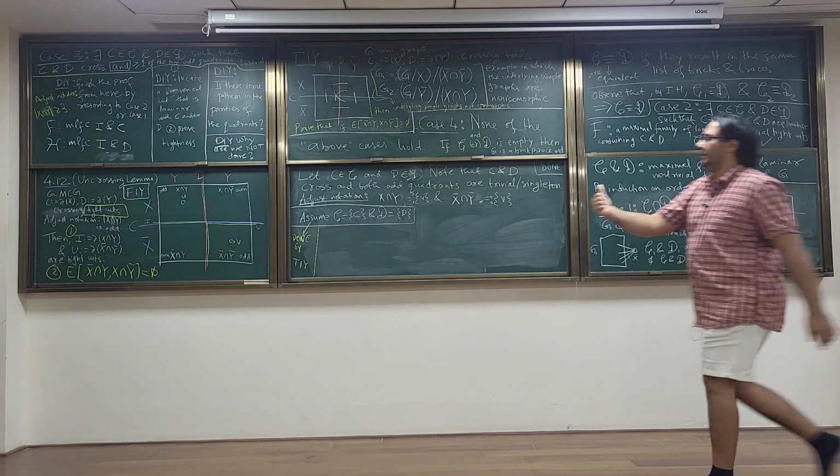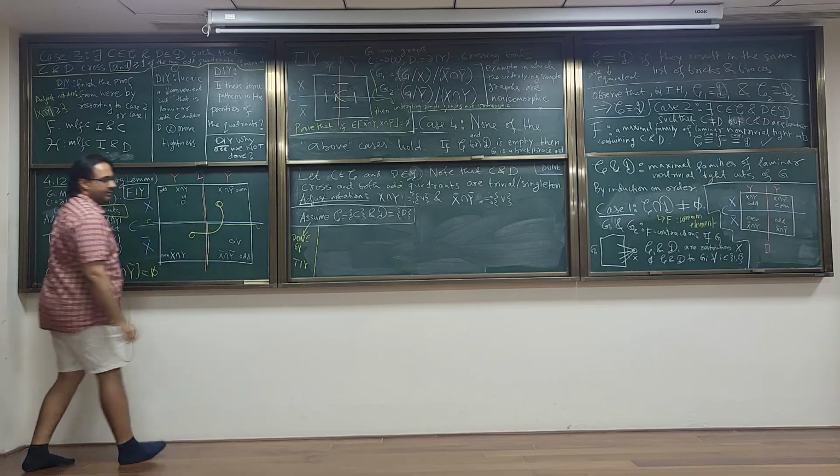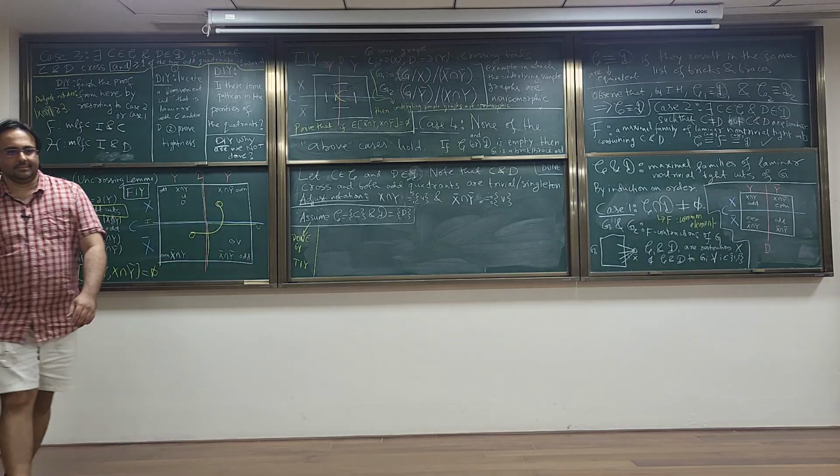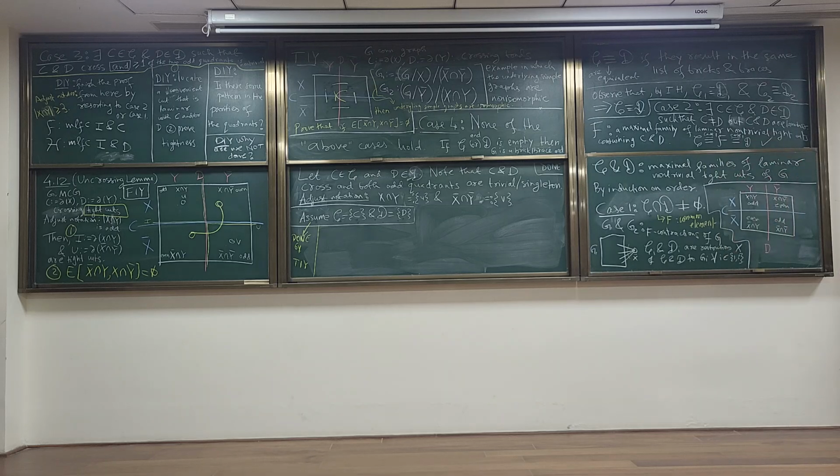Supposing there is an edge from here to here, yeah, there can't be any such edges. Take a perfect matching containing that edge and count.